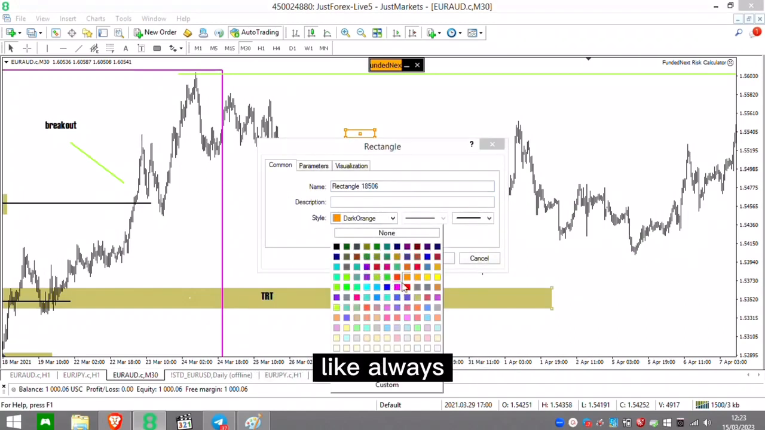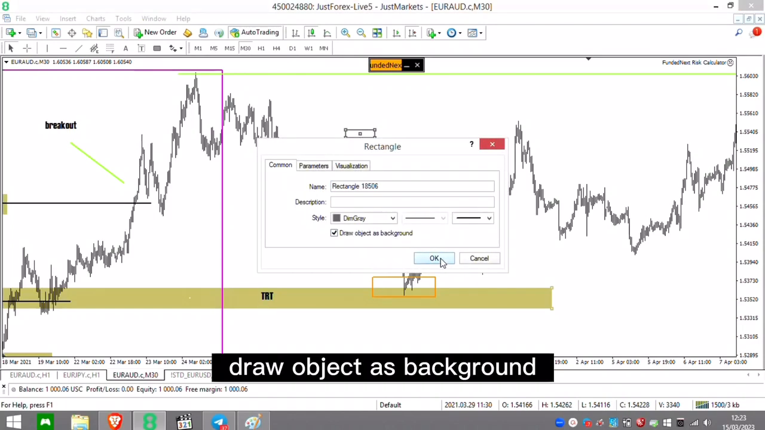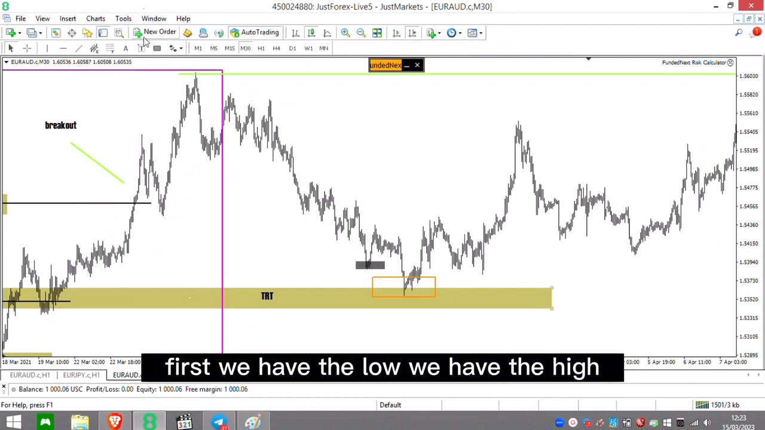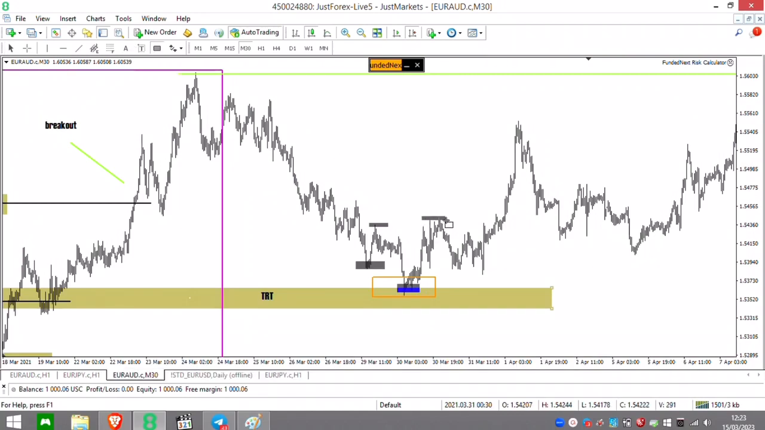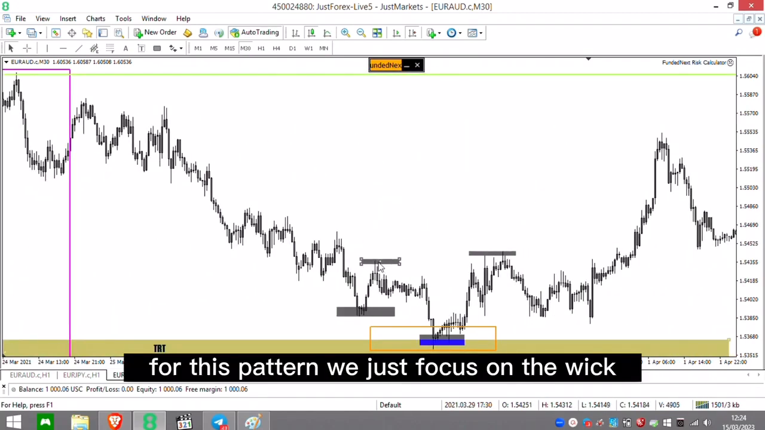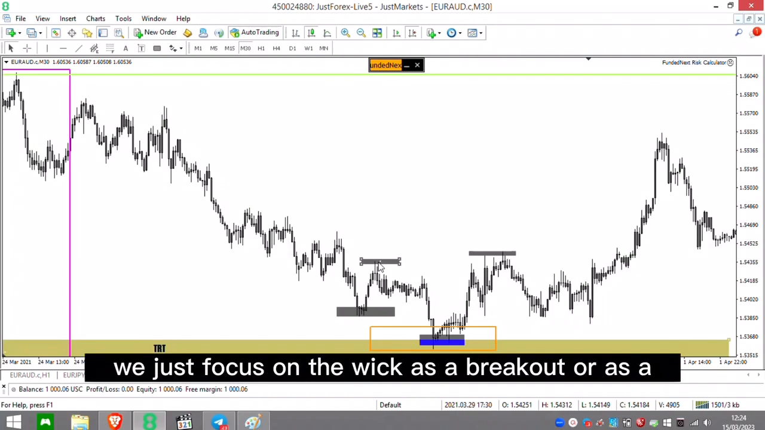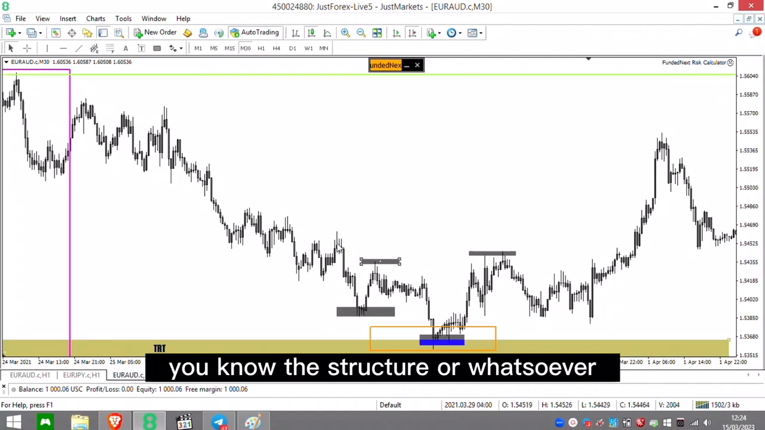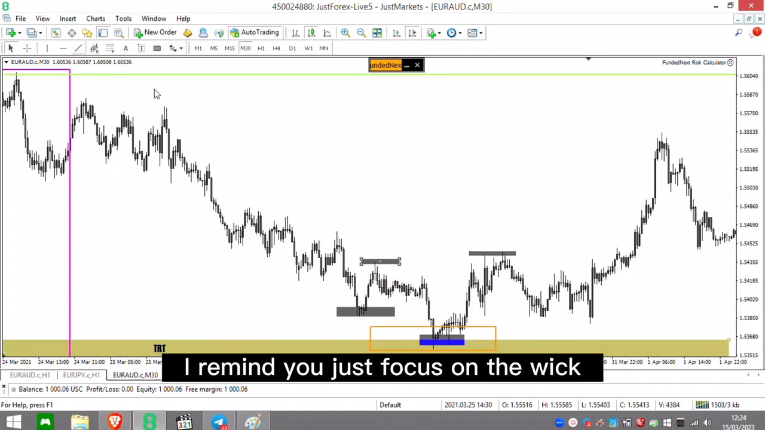See, we have the low like always. We have the low. Draw object as the background first. We have the low, we have the high, we have the lower low, and we have the breakout. The breakout, the higher high. For this pattern, we just focus on the wick instead of the body. We just focus on the wick as a breakout or as the structure or whatsoever. For the TRT pattern, I remind you, just focus on the wick.